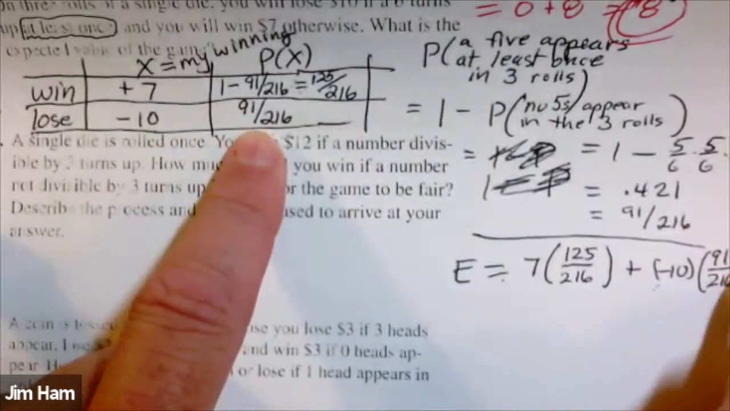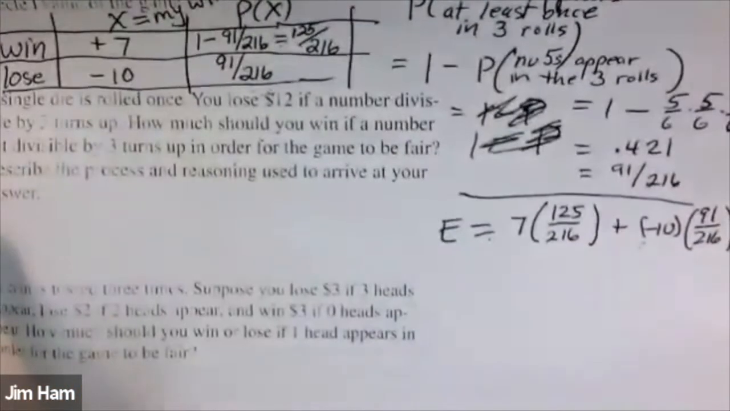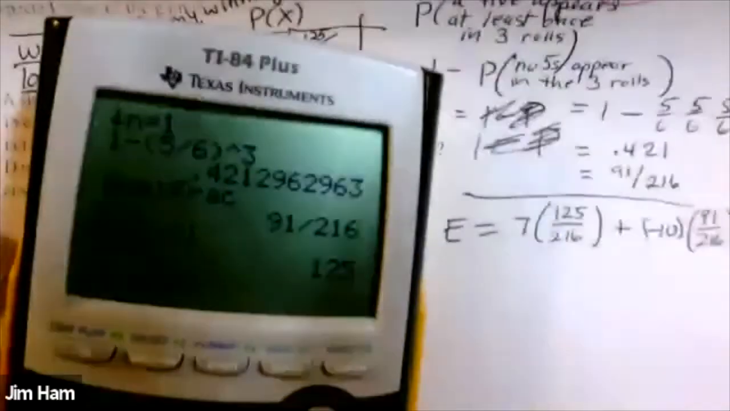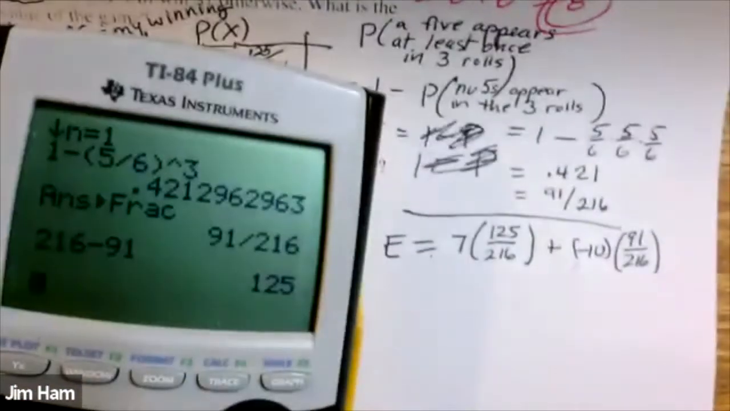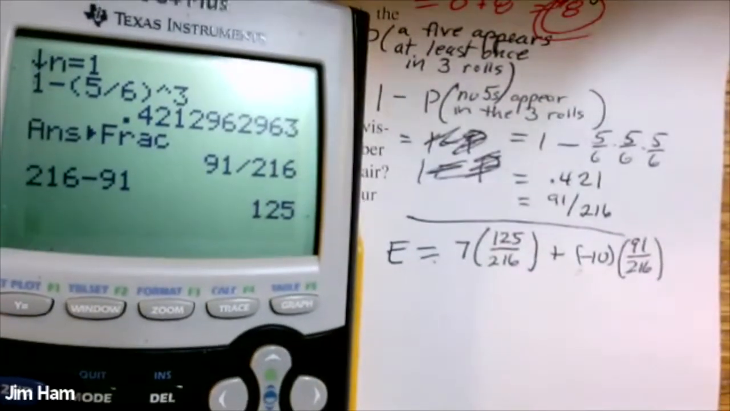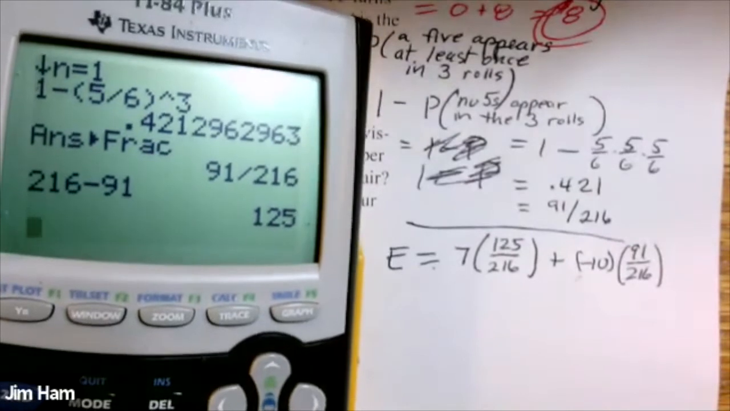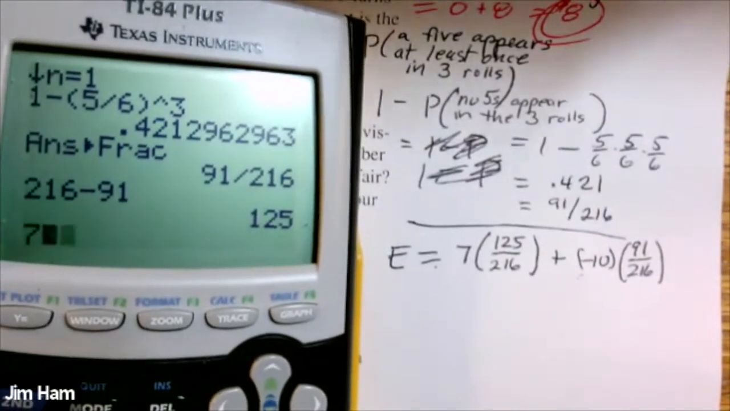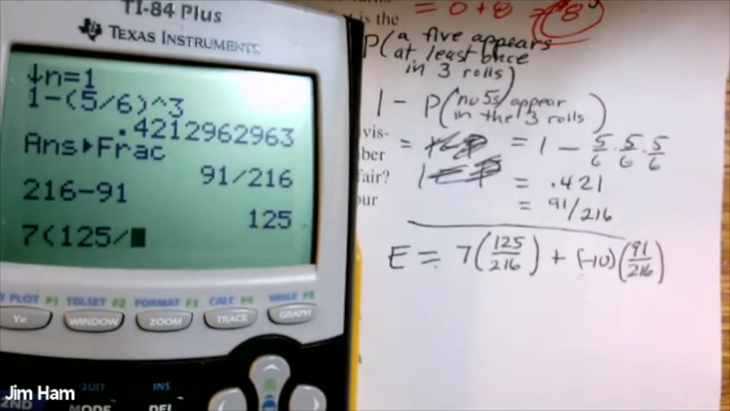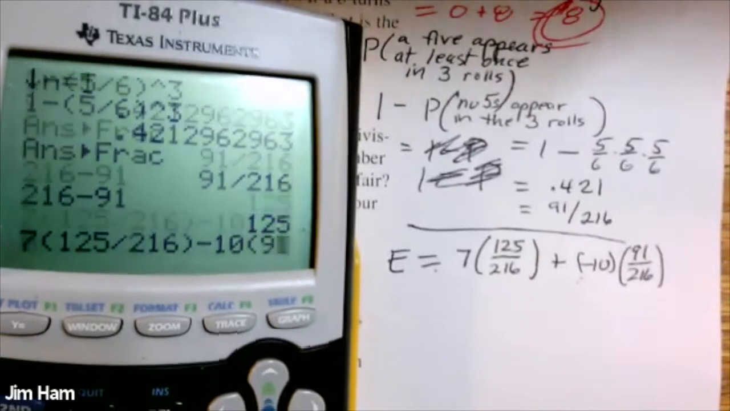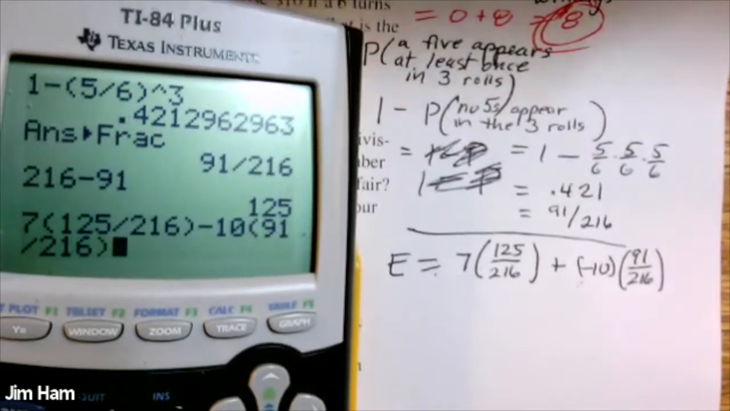So this is what I was talking about. Sometimes these numbers are a bit messy. But again, you can evaluate this on your calculator. And this is the amount of money that you would win. So I would leave this one as a decimal. 7 times 125 divided by 216 minus 10 times 91 divided by 216.